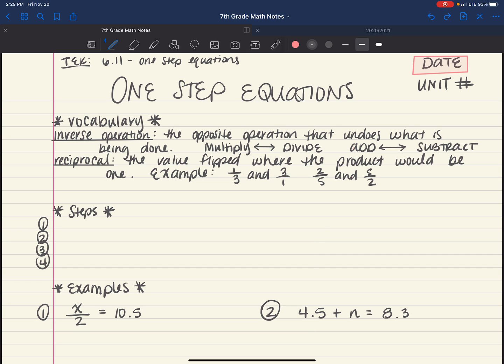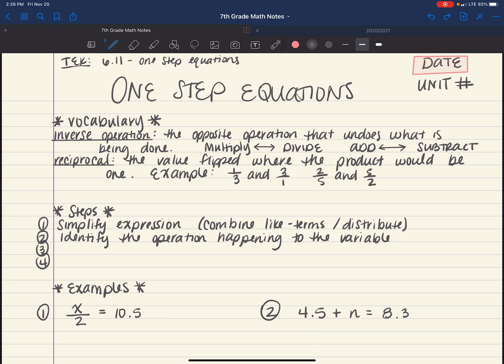All right, you have 4 steps. The first step is simplifying the expression only if necessary, which it will not be today, but you will come across some algebraic expressions and equations where you'll need to simplify by combining your like terms or distributing a number outside the parentheses.